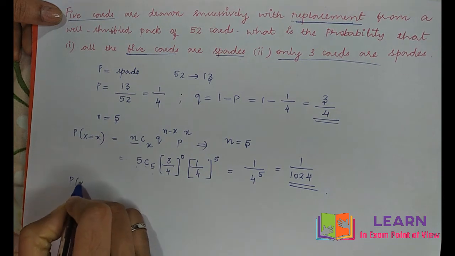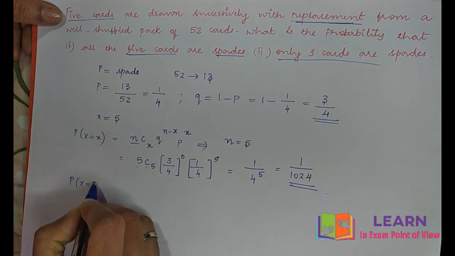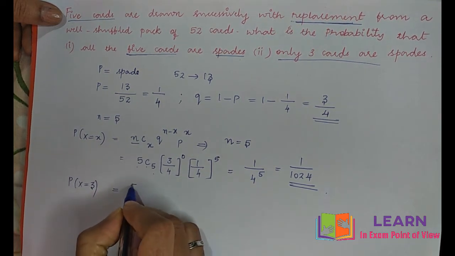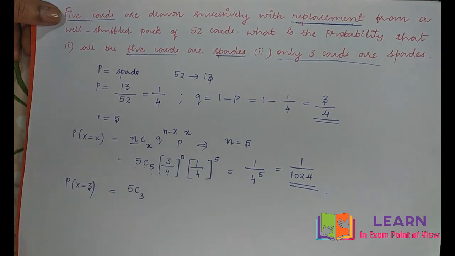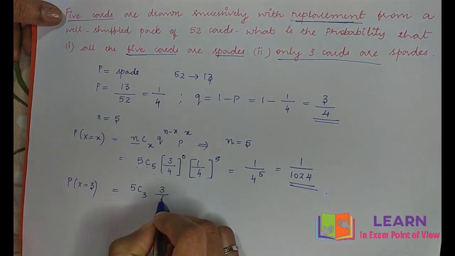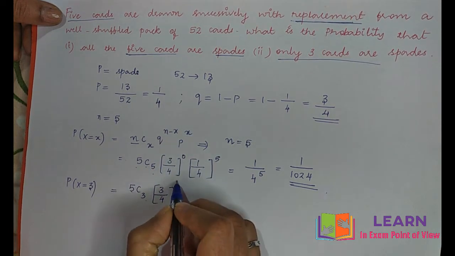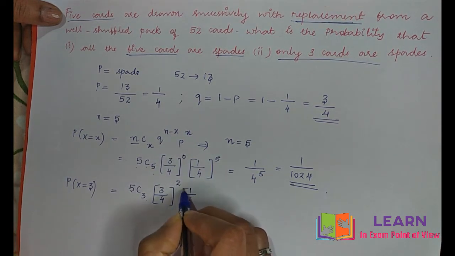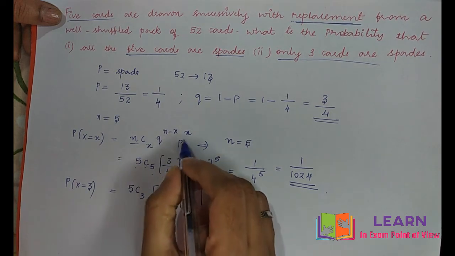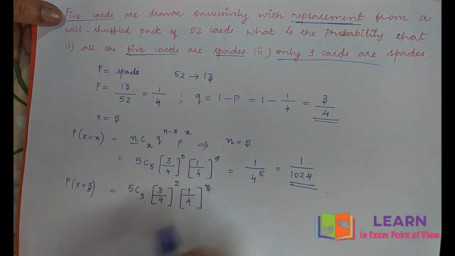That means for x equal to 3 you can take. That means here out of 5 cards, 3 are spades. P and Q are all same, right? N minus x, 5 minus 3, 2. 1 by 4 raised to x. X is what? 3. So 3.